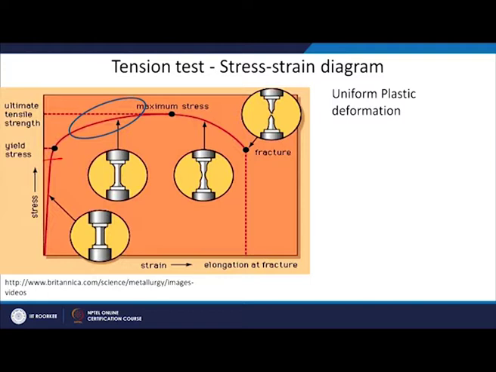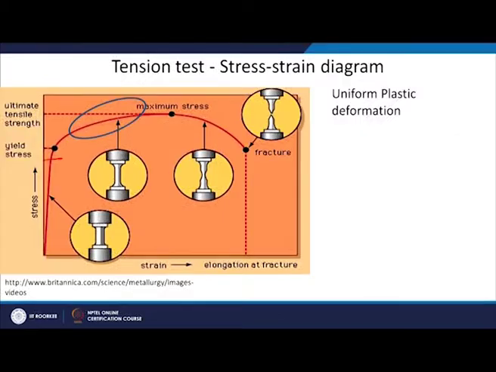Okay, same cross sectional area is there throughout the sample. So in this case the plastic deformation is uniform throughout the gauge length, from the yield point to where we reach the maximum stress in this stress strain curve, and that maximum stress is called ultimate tensile strength.